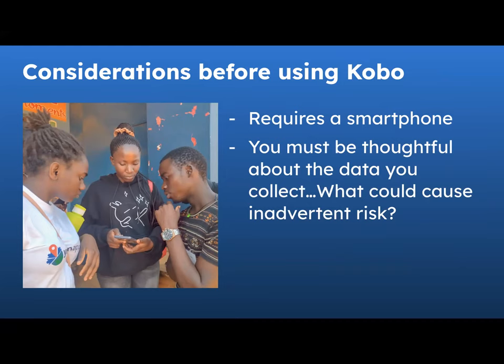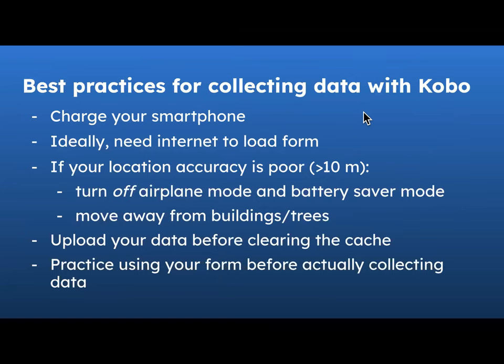And then secondly, no matter how you collect data, no matter if it's Kobo or even just pen and paper, you have to be thoughtful about the data you collect and think about what would cause an inadvertent risk, especially information. Are you collecting personally identifiable information like names or street addresses? And if so, how will you protect that information? Is there any risk in collecting GPS locations? If so, how are you going to protect that information? Could you gather other data that is going to be just as helpful? So things to think about, and we can definitely talk about that in the in-person training.